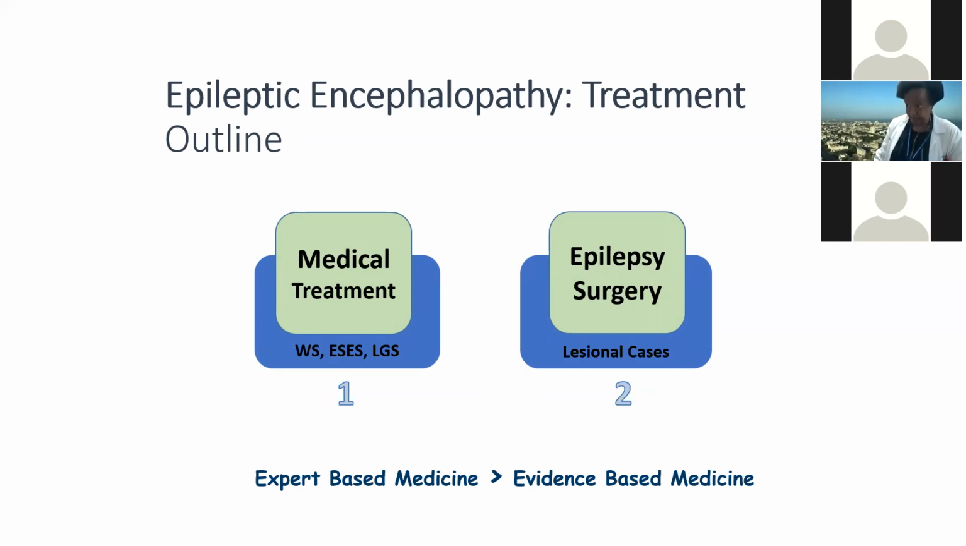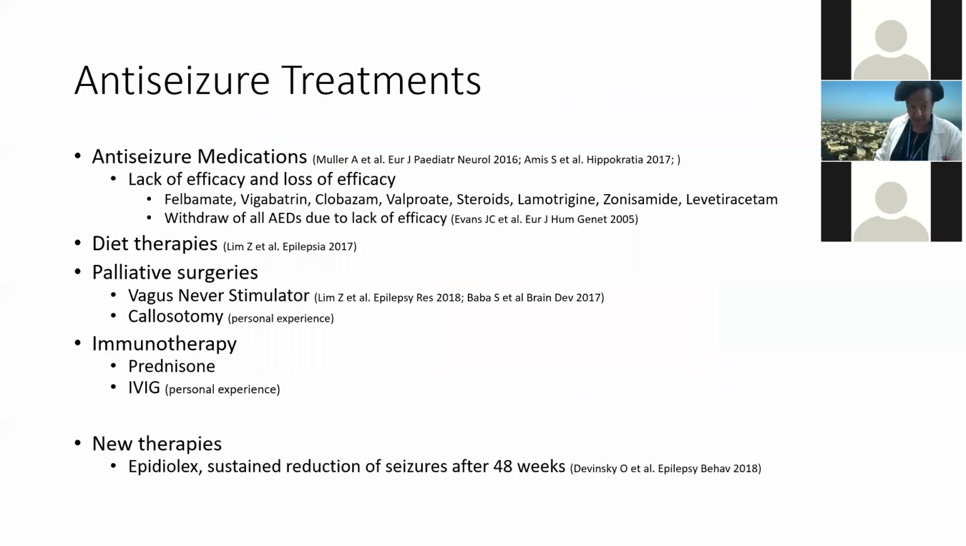So the best evidence is case series and expert medicine. What is the story of the antiseizure medication for this developmental encephalopathy? It's the story of lack of efficacy and loss of efficacy. These parents are going to tell you nothing works, or if something works, 3 months later, we don't have anything that works. Okay. The dietary therapies like the ketogenic diet are very popular.